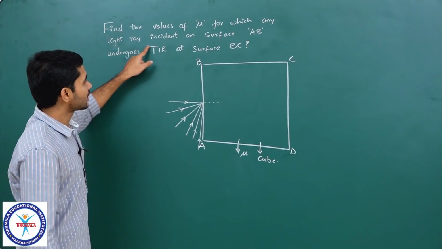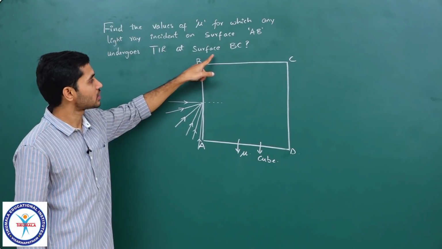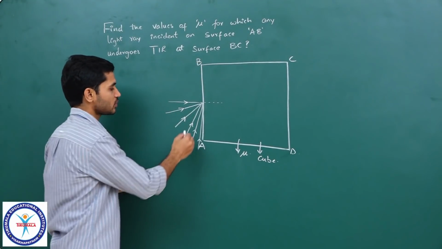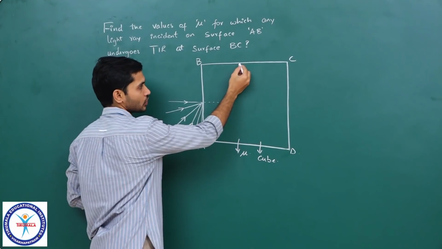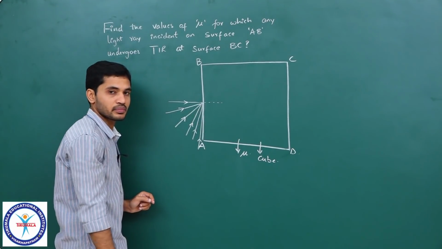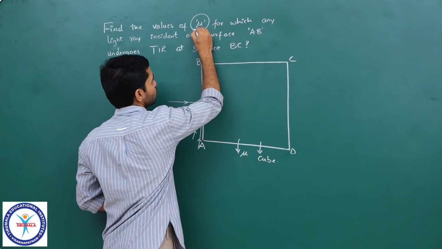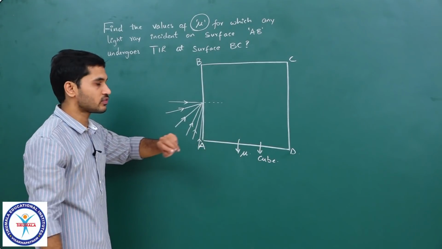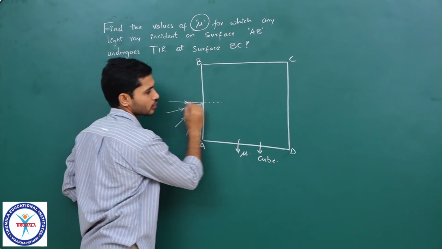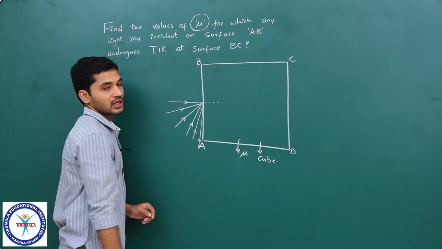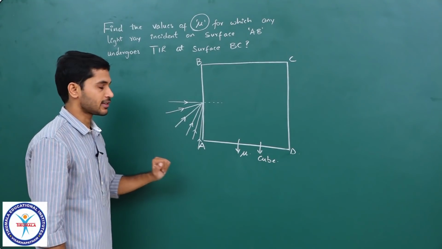So, any light ray which is incident on surface AB undergoes total internal reflection at surface BC. So, which means any of these light rays after entering into this medium should definitely get reflected from BC. So, for that to happen, we need to find the values of mu, which is the refractive index of this particular medium. So, do not worry about this light ray, this is just going to pass through, it will not even touch the surface BC. So, talk about the other rays, we will talk about the other rays, clear.